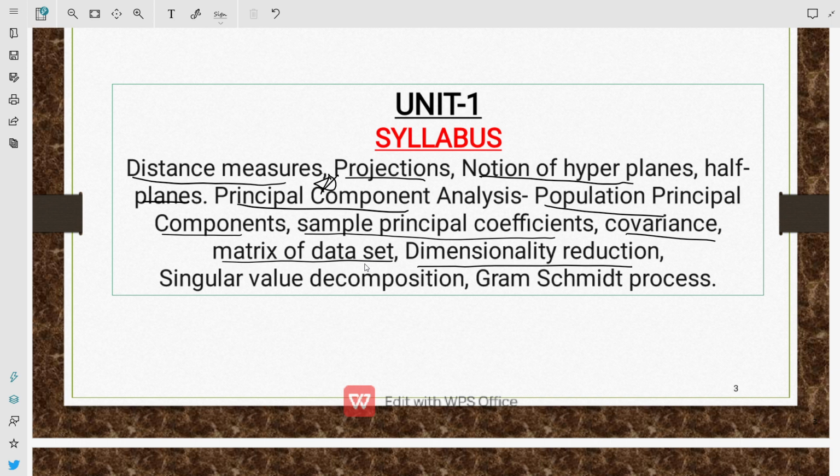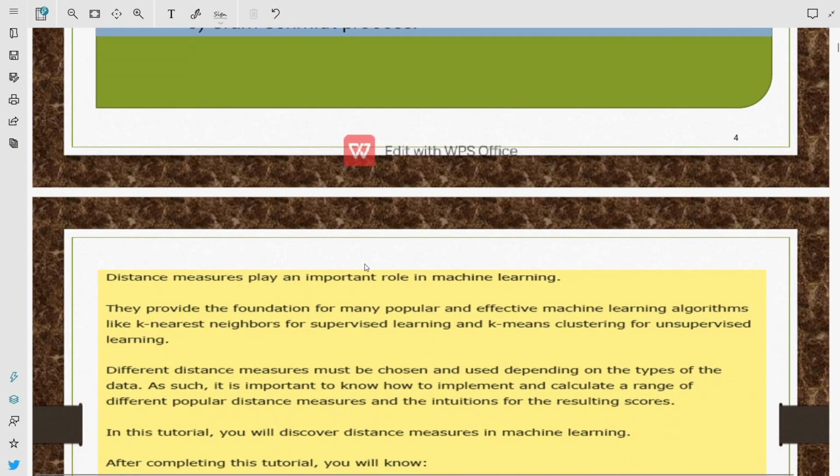Then singular value decomposition as well as the Gram-Schmidt process. These two questions are very important. That's why you have to concentrate more on these topics, that is singular value decomposition as well as the Gram-Schmidt process. Okay, principal component analysis also. Now in this video we'll discuss the first topic in unit 1, that is distance measures.